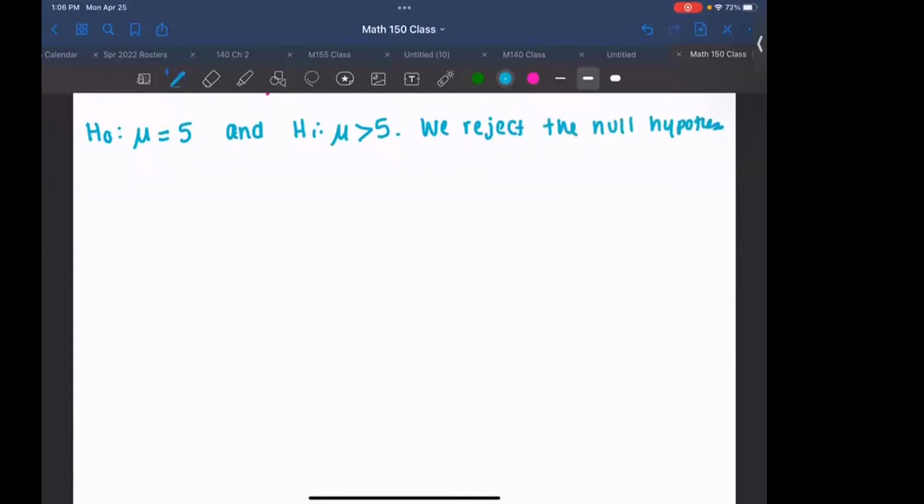Okay, so we want to state the conclusion. Remember, our conclusion is always going to be a sentence. It's going to be composed of 2 parts, so I'm going to write part 1, part 2. Part 1 depends on the question, on whether we reject or fail to reject. What is part 1 of our sentence if we reject the null hypothesis? We conclude, good.